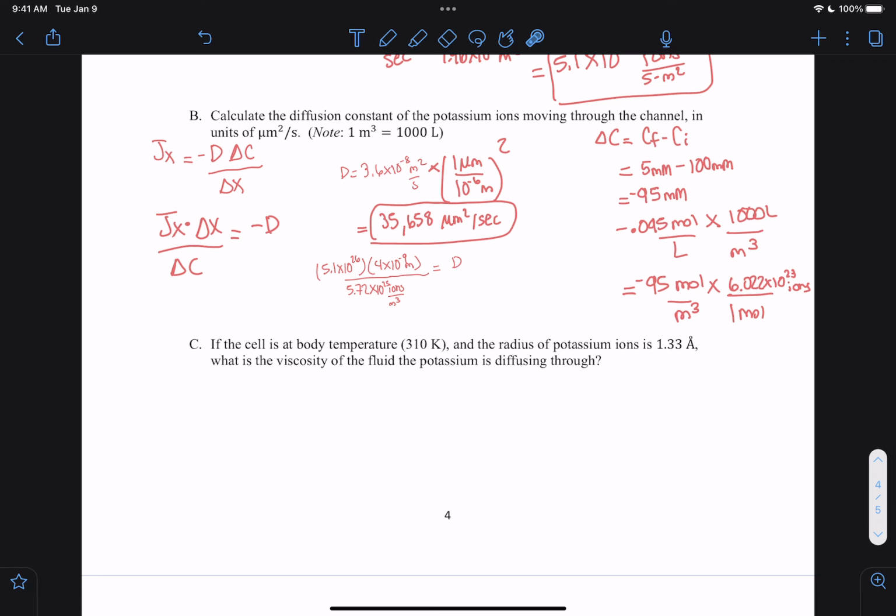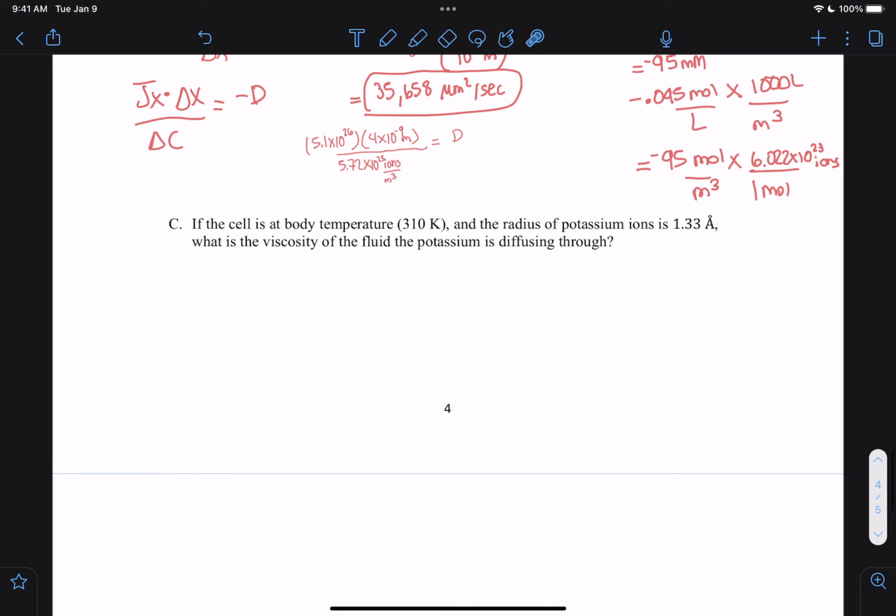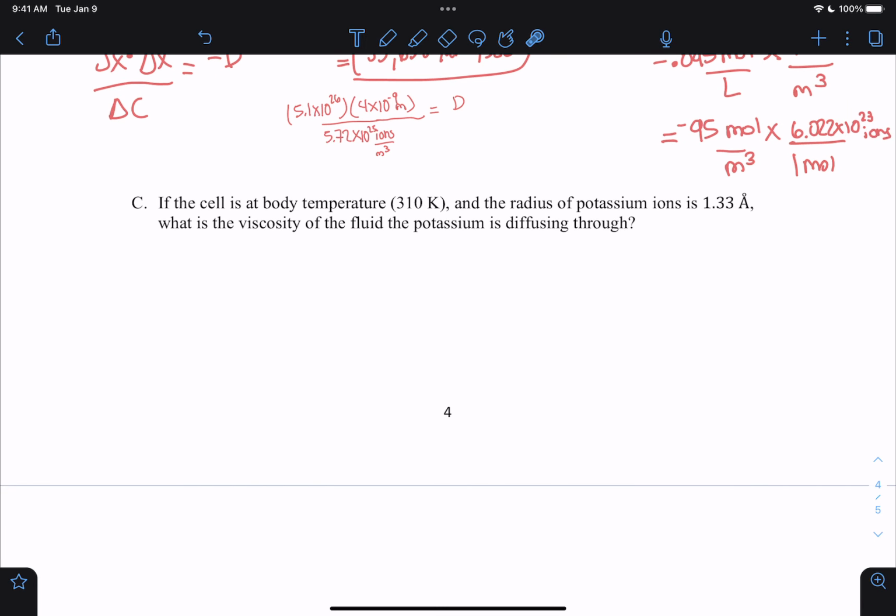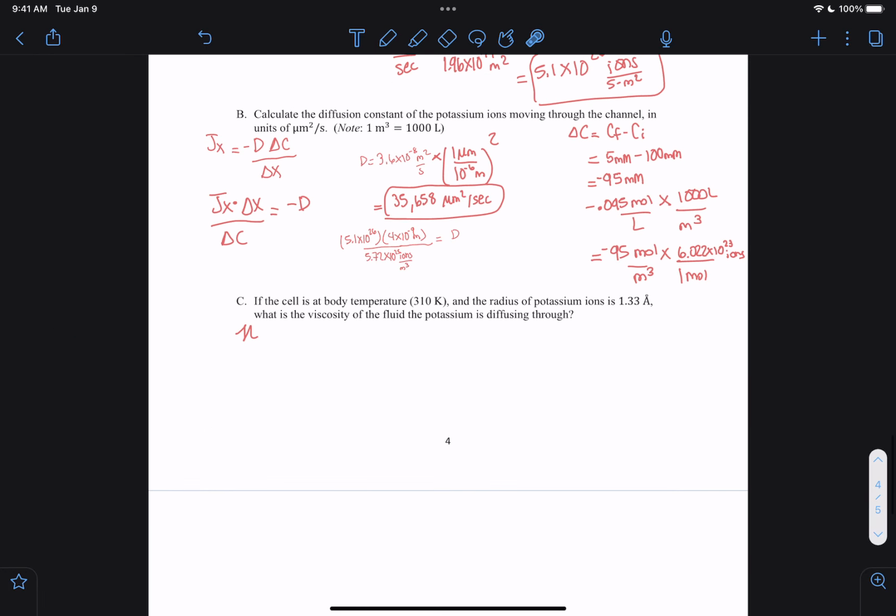Part C is a lot simpler because it's just asking, now that the cell is at body temperature, 310 Kelvin, and the radius of potassium ions is 1.33 angstroms, what is the viscosity of the fluid the potassium is diffusing through? So we're looking for viscosity, right? We have values like the diffusion constant, we have temperature. How can we get viscosity?